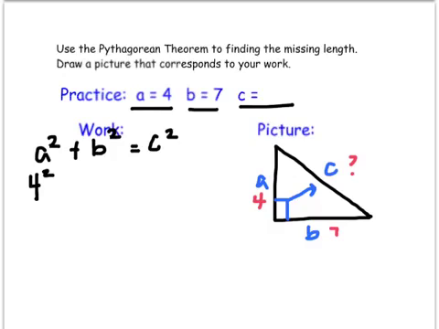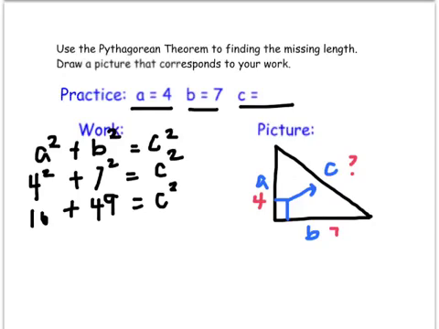Isn't that a game, 4 squared? Yeah, 4 squared plus my B, which is 7, plus 7 squared equals C squared. So 4 squared is 16 plus 49 equals C squared.